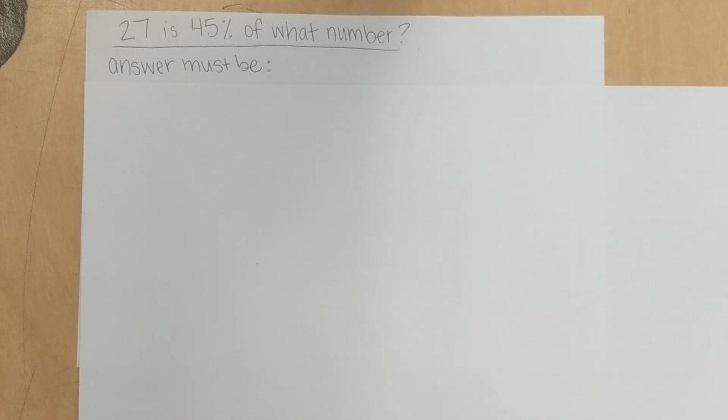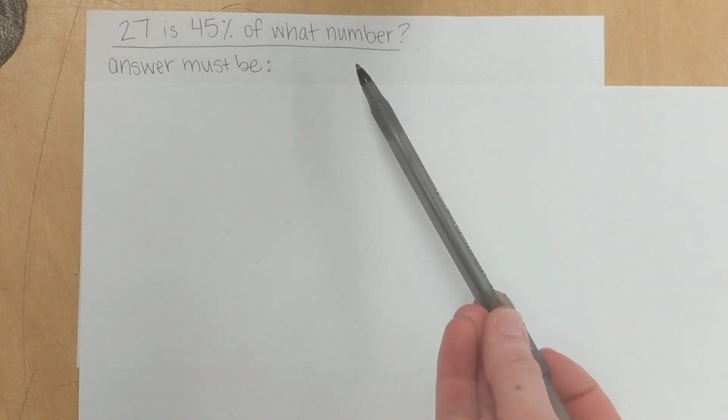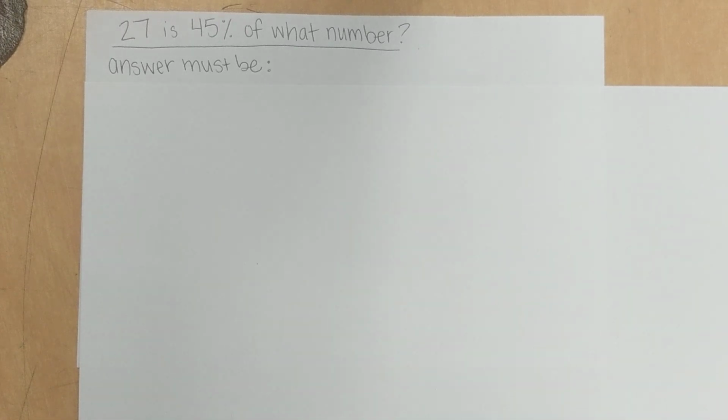So what we're going to do today is we know the percent, we know what the percent is equal to. Now we're trying to find the whole. We're trying to figure out what number is the total when 27 is 45% of it. So again, I want you to just think logically, what must the answer be?